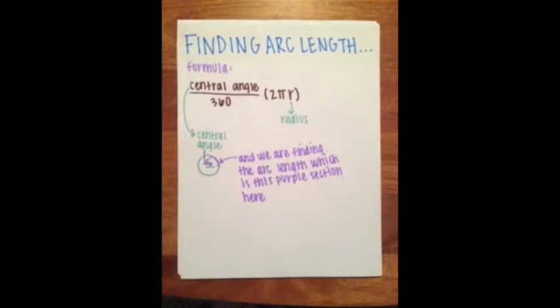In order to find arc length, which is the purple section shown here, we're going to need to use the formula central angle over 360 times 2 pi r.